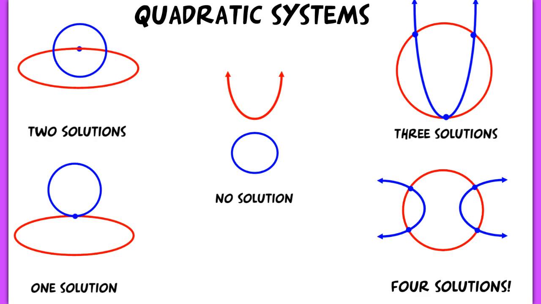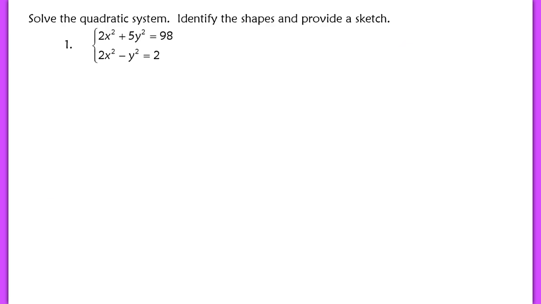Now today we're going to be working with systems of quadratics, so we're going to see more than one conic section, and as you can see from the diagrams, there are different possibilities for the number of intersections that will occur. So one of the things that we're going to want to do today is to verify the number of solutions that we get by drawing a quick sketch of the system. Alright, let's get started with our very first example.